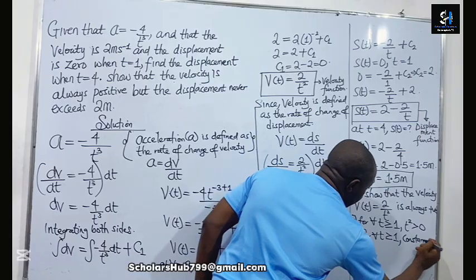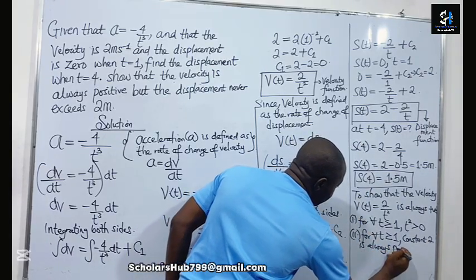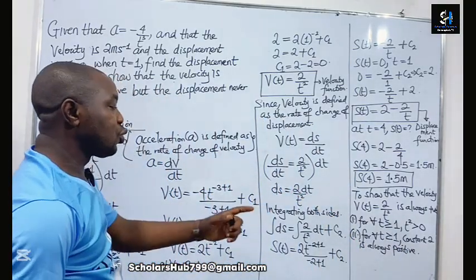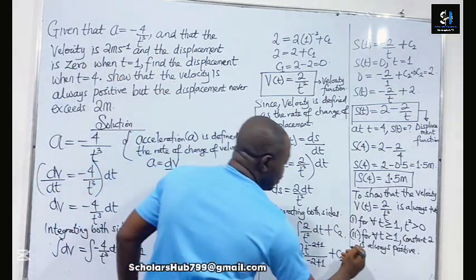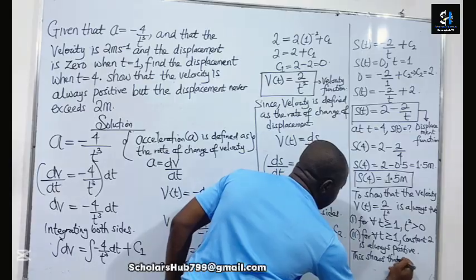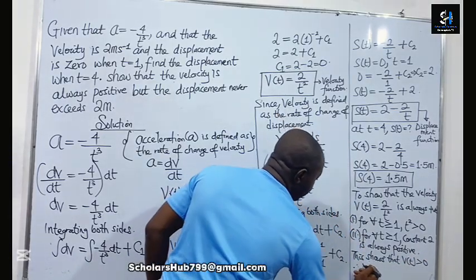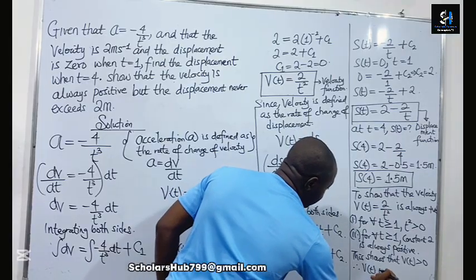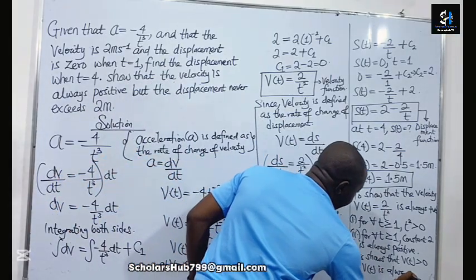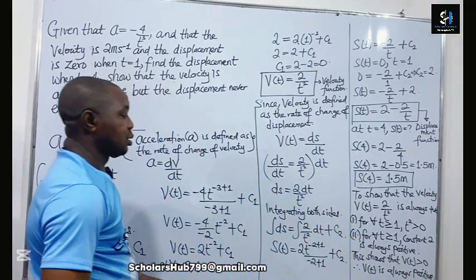Also, for all values of t greater than or equal to 1, we can also have that the constant 2 is always positive. So this shows that v of t is greater than 0. So therefore the velocity function is always positive. That's it.